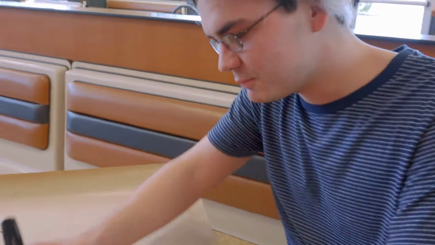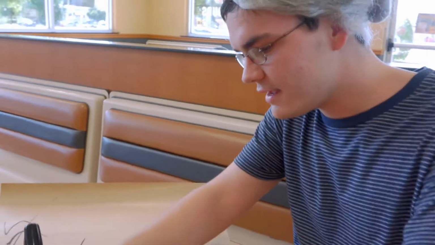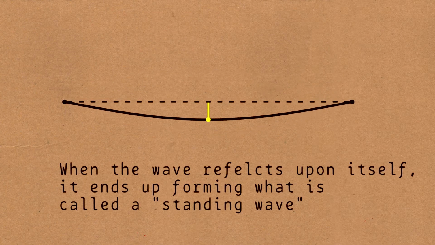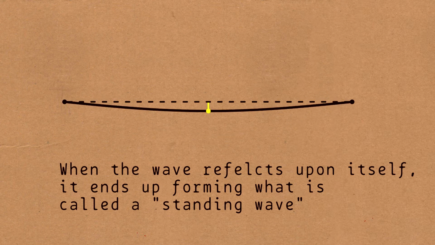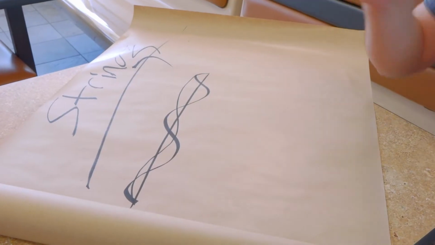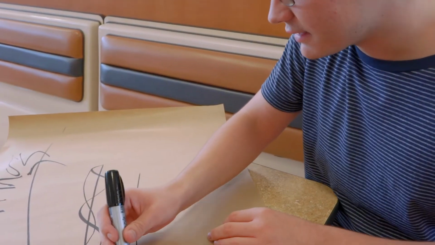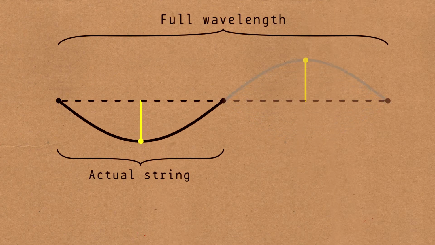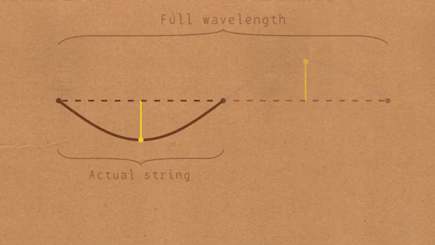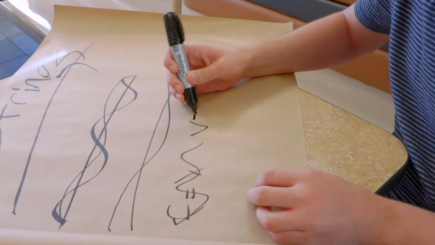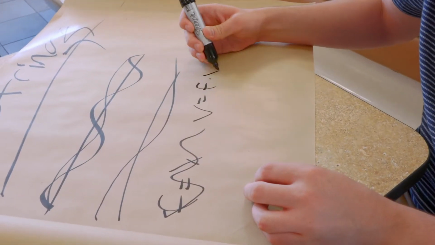Basically, when you pluck a string, the wave goes down the string and then reflects back upon itself. When you're playing what is considered the fundamental frequency of a string, the wavelength is twice the length of the string. To get straight into the maths, we're going to discuss how to find this fundamental frequency. The speed of a wave is frequency times wavelength.